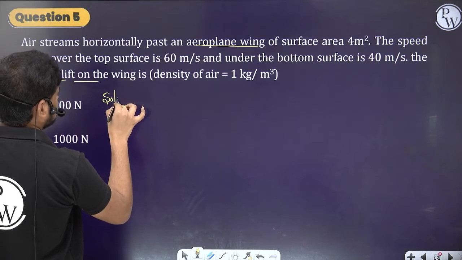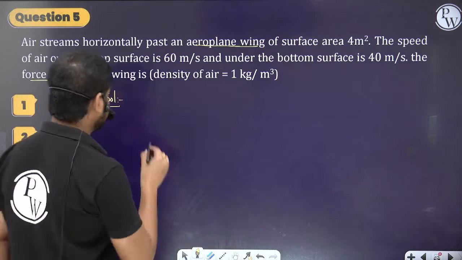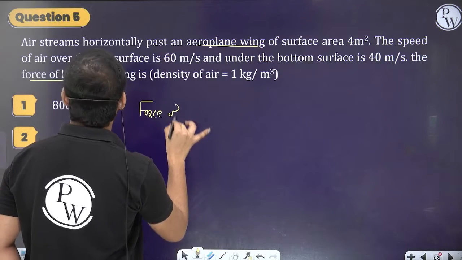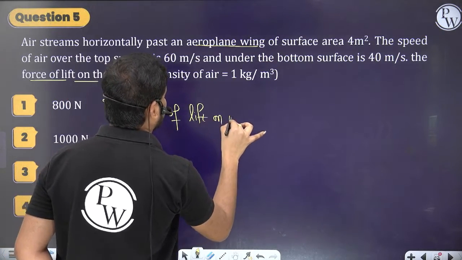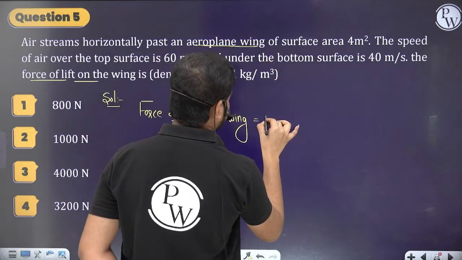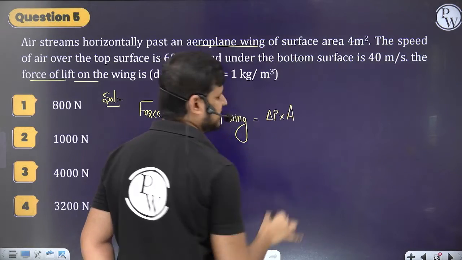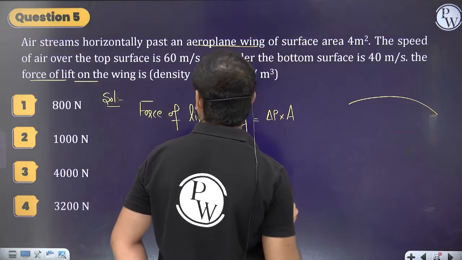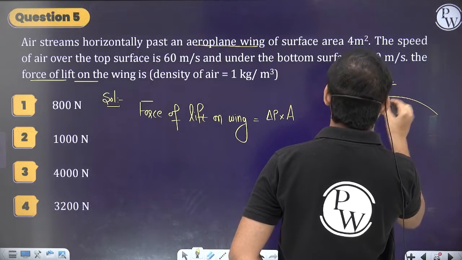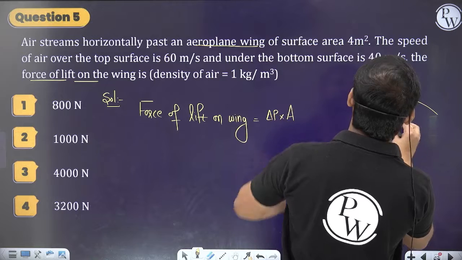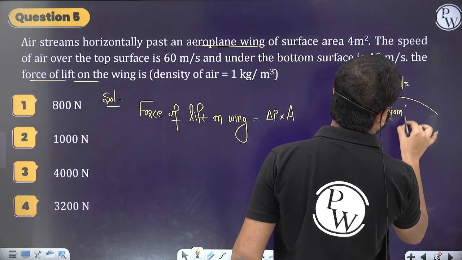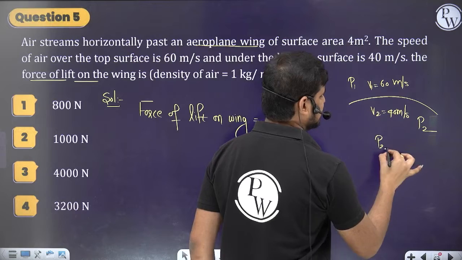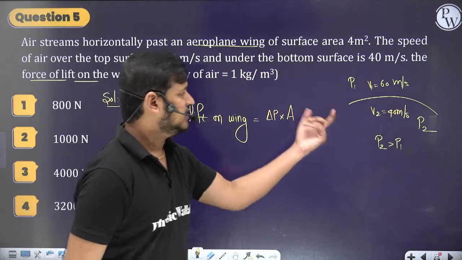In this question, the force is nothing but pressure into area, right? So the force of lift on wing is equal to pressure into the cross sectional area. So this is a wing. The velocity here, V1, is 60 meter per second as given in the question, and under the bottom surface it is 40 meter per second. So wherever the velocity is less, the pressure is more. Let the pressure here be P2 and here P1. So P2 is greater than P1. So there is a pressure difference.